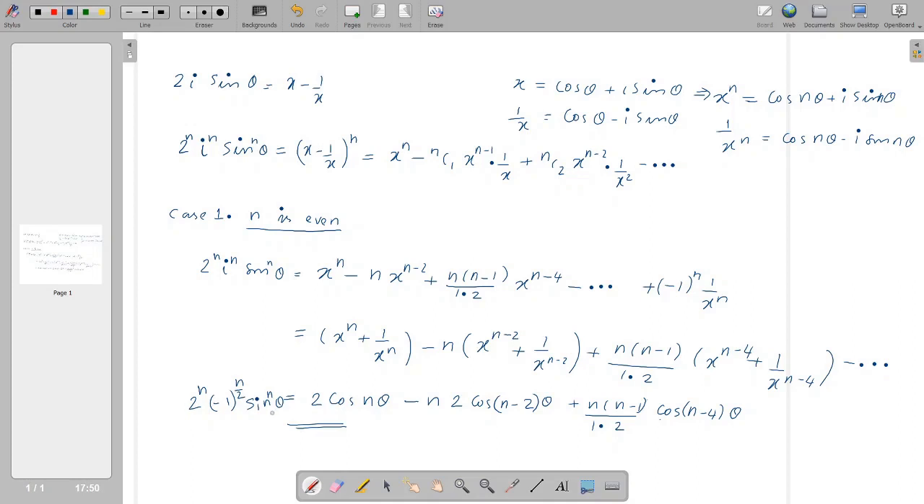So the expression for sine raised to n theta will be, when we transpose this to the right side, 1 by 2 raised to n minus 1 raised to n by 2 times 2 cos n theta minus n times 2 cos n minus 2 theta plus n times n minus 1 divided by 1 times 2 cos of n minus 4 theta minus and so on. Okay, so this is the expansion or expression for sine raised to n theta in a series of cos n theta or cos of multiple angles. This is case 1.